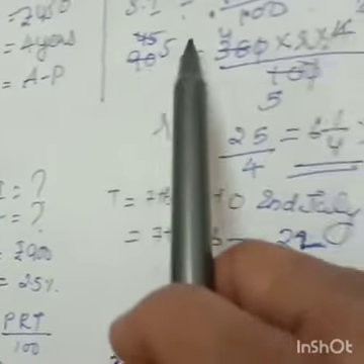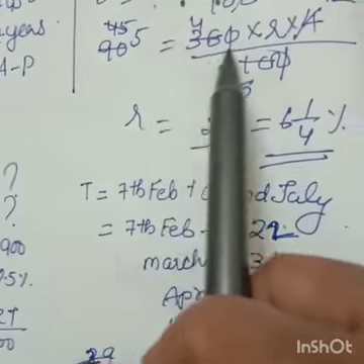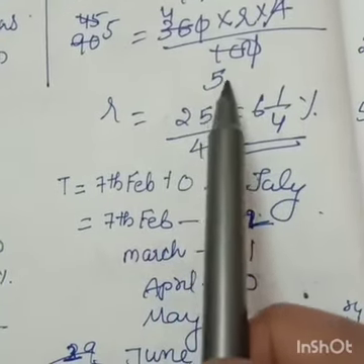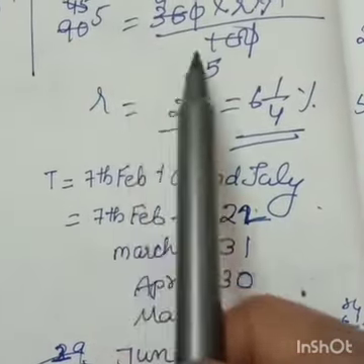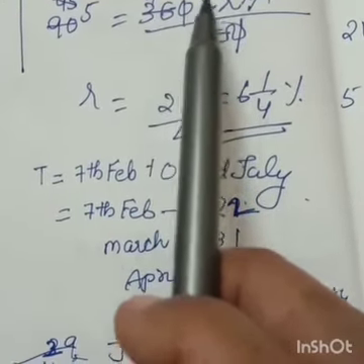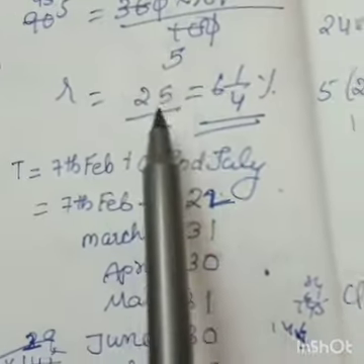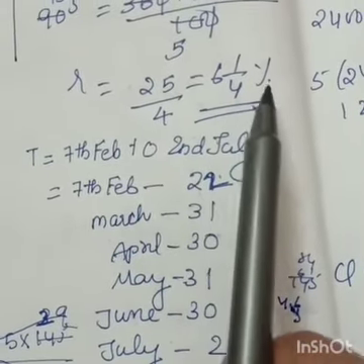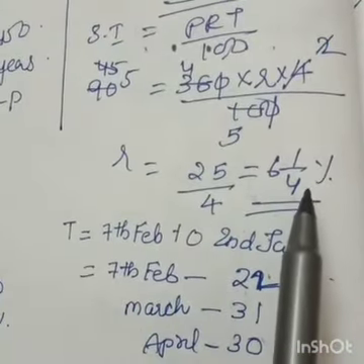And put it in the formula. Simple interest equal to PRT by 100. You will get rate. Here the dividing number will be multiplied, 25 divided by 4, multiplied with the rate, then that will be divided. 6 and 1 by 4 percentage.